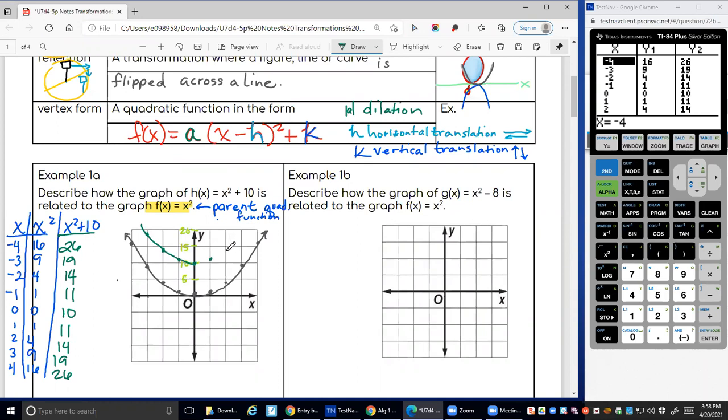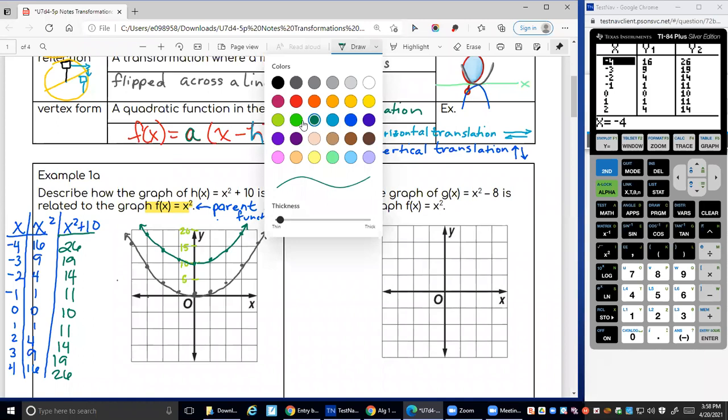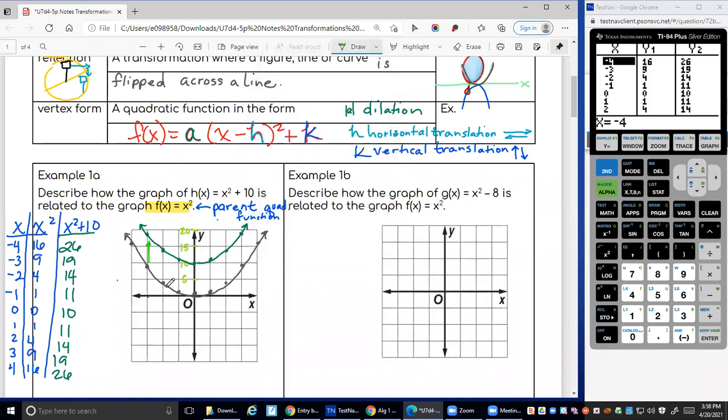What's going to be our fancy way of saying slide? Translate. And what kind of translation is it? Horizontal or vertical? It is vertical, y'all. Because basically this point right here is going up by 10. This is going up by 10. Each one of these little points is going up by 10, right? Plus 10.